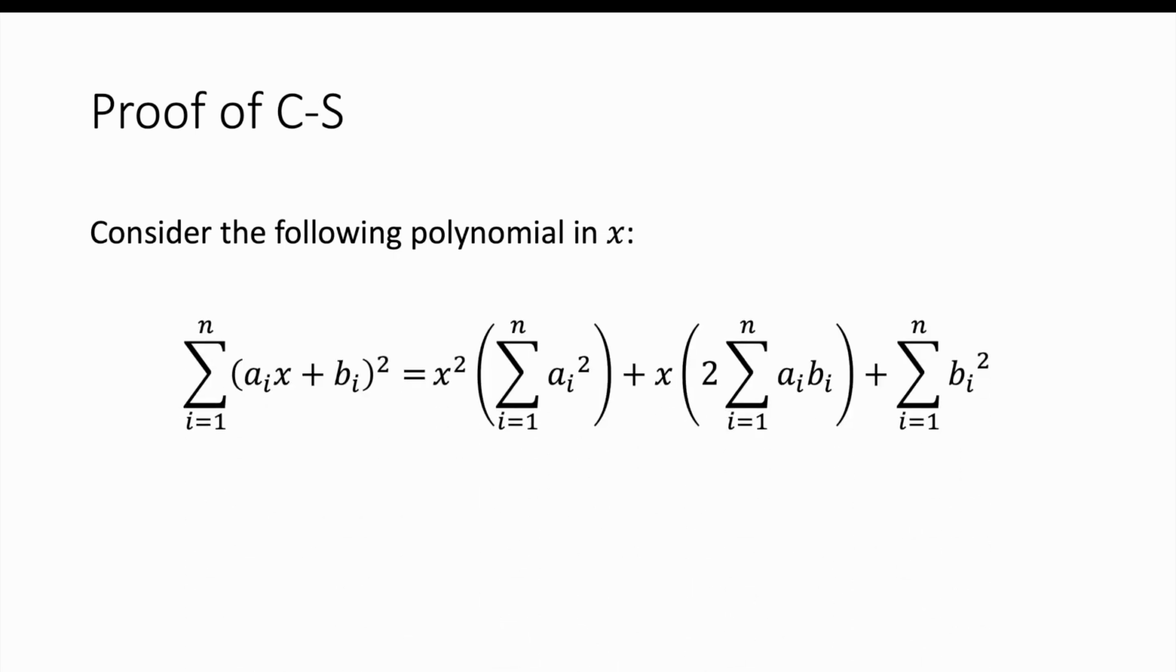Consider the following polynomial, generated by summing all the squares of aix plus bi, where ai and bi are the sets of numbers in the Cauchy-Schwarz inequality. So we can actually expand this and we'll get the following expression.